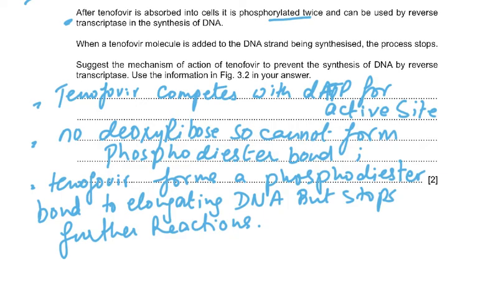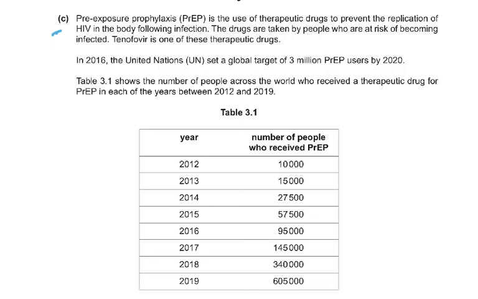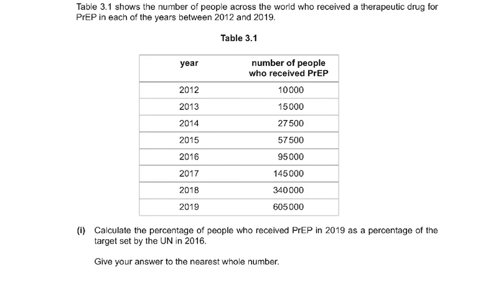Pause the video here. Part C of the question. Pre-exposure prophylaxis, PrEP, is the use of therapeutic drugs to prevent the replication of HIV in the body following infection. The drugs are taken by people who are at risk of becoming infected. Tenofovir is one of these therapeutic drugs. In 2016, the United Nations set a global target of 3 million PrEP users by 2020. Table 3.1 shows the number of people across the world who received a therapeutic drug for PrEP each of the years between 2012 and 2019.